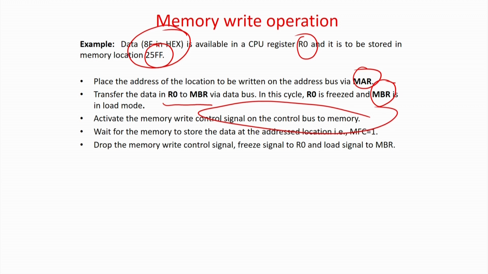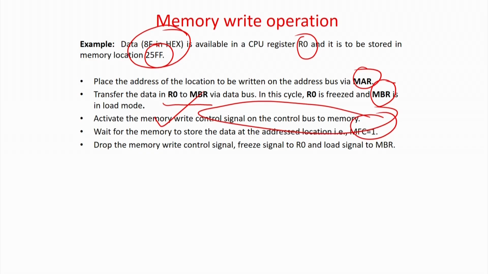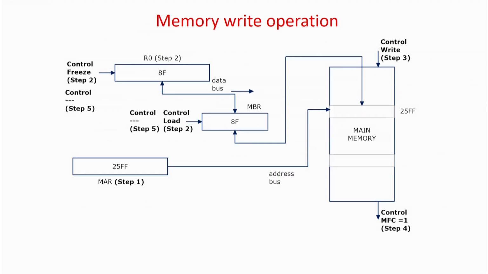So, you freeze the memory buffer register, and then you activate write, and then you have to wait till the memory says that MFC is 0. That means I have read the data correctly from the memory buffer register. Now, you can remove the control signal, you can defreeze everything and go for the next operation. So, this is the example.